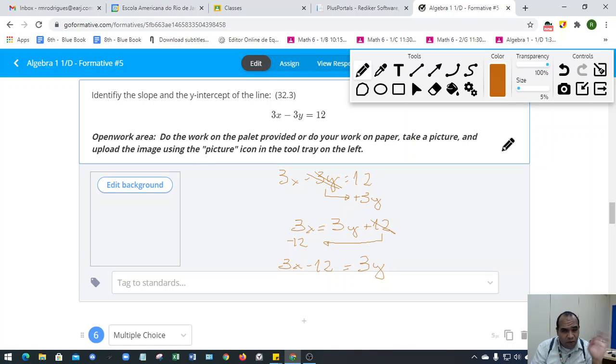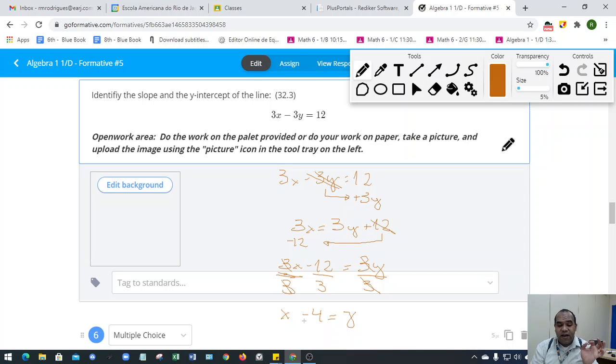I need to solve for y by itself. Let's divide by 3, everybody. Divide by 3, divide by 3, divide by 3. Here is 1, here is 1, 2. 12 divided by 3 is 4. X minus 4 equals y.